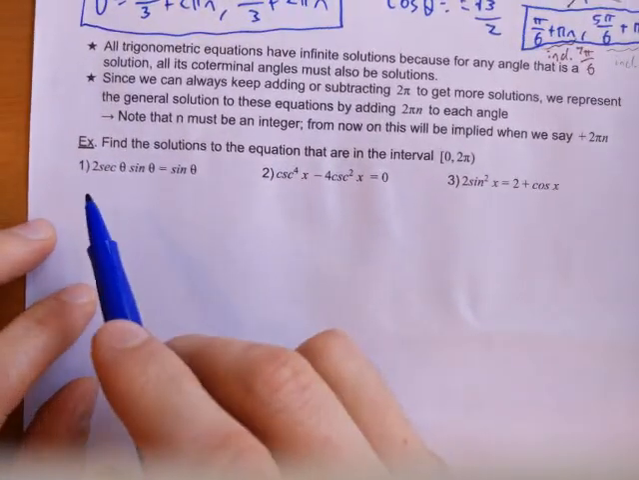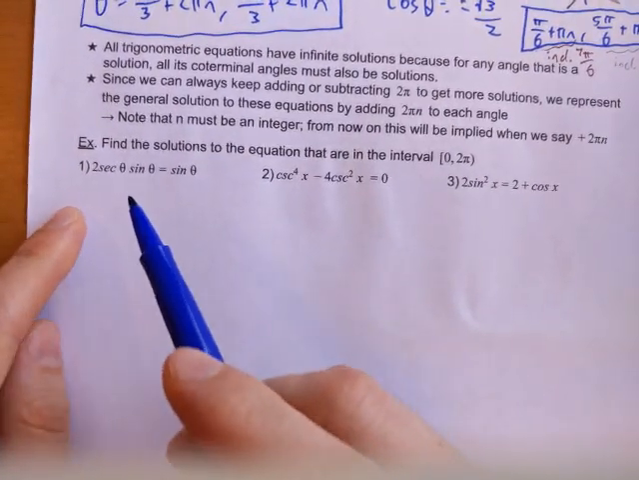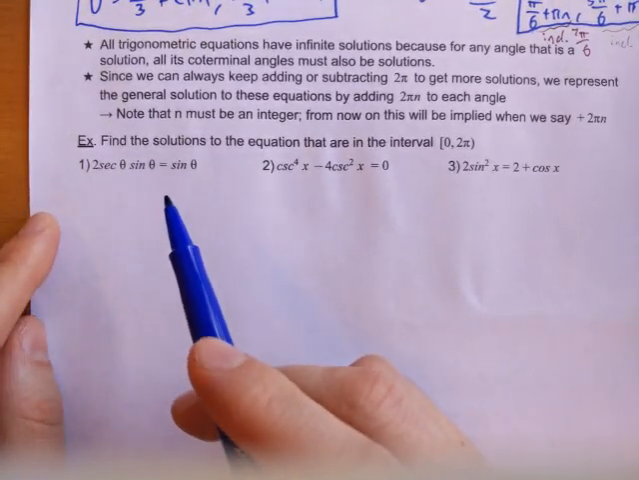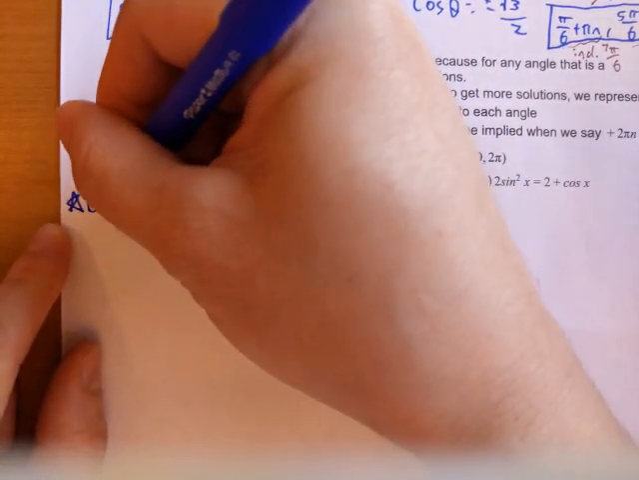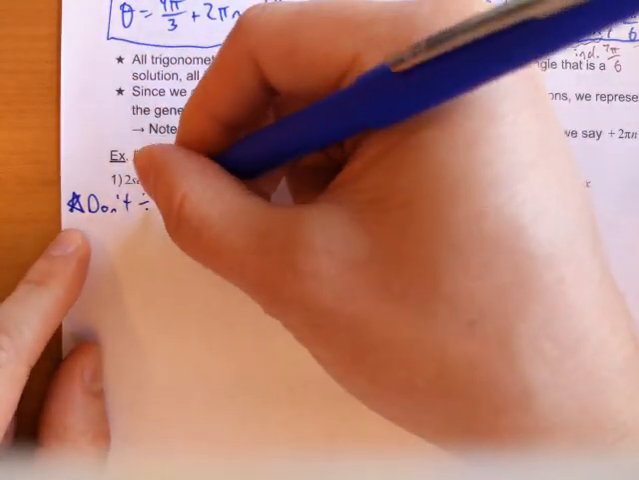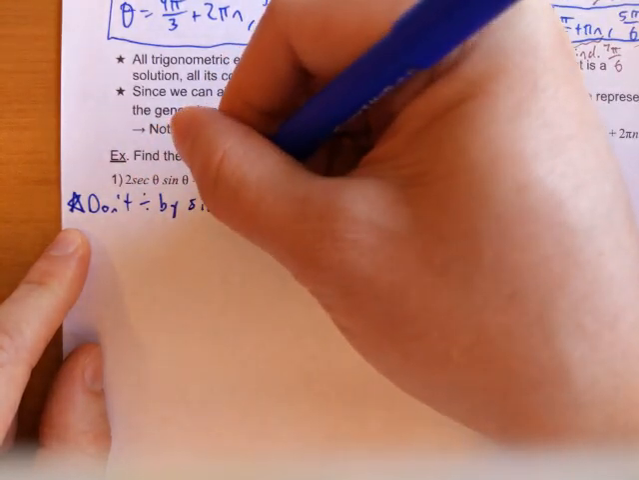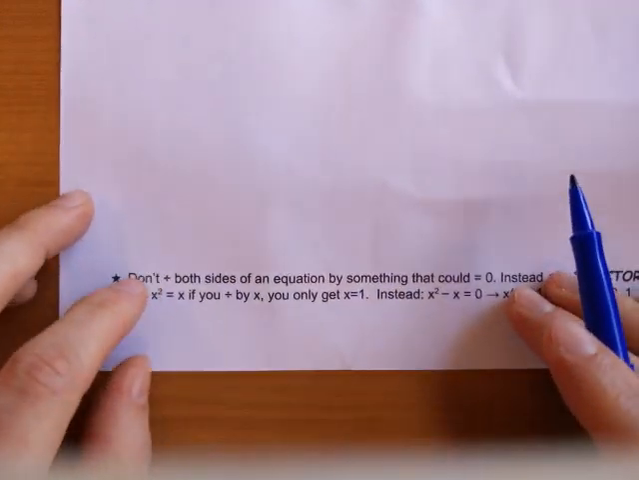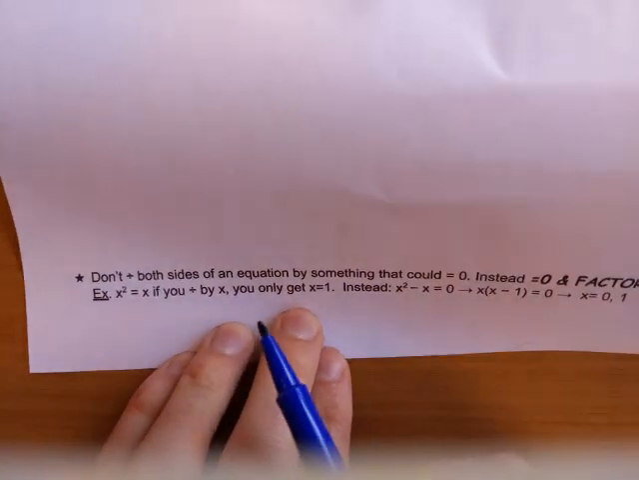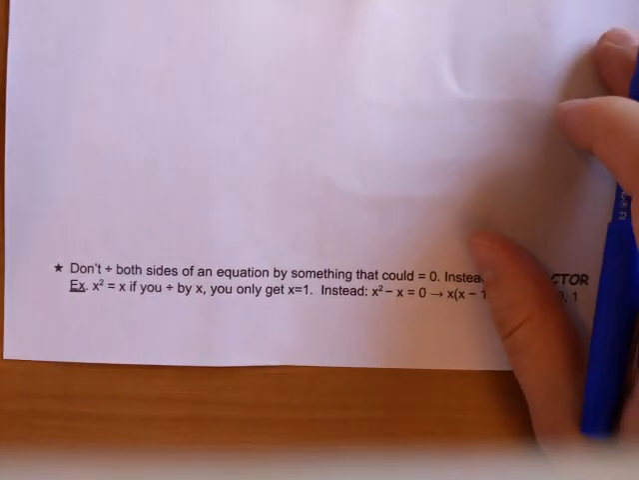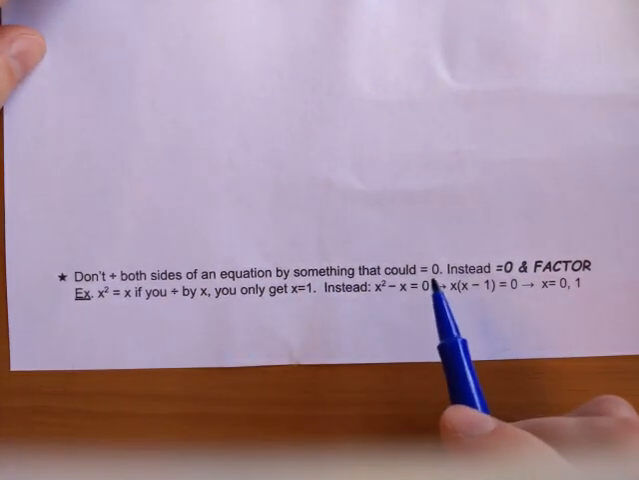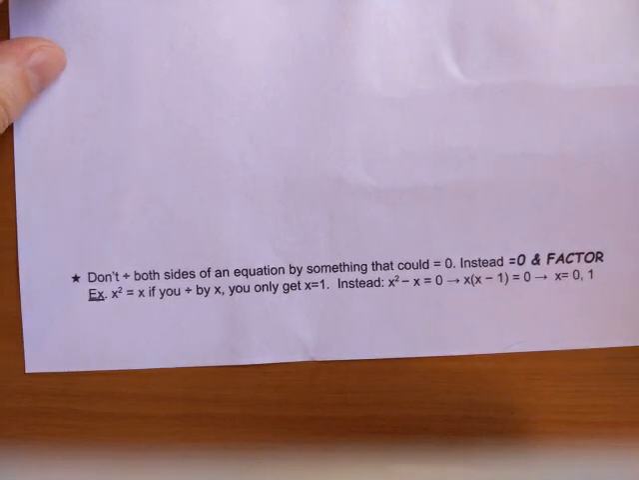Okay? So if we take a look at this example here, one thing you have to be careful about: everybody wants to divide by sine of theta when they first see this problem. Don't do that. Don't divide by sine of theta. It's really important that you don't do that. Take a look at this note that I've got down here. If you divide both sides by something that could equal 0, you're going to lose solutions.